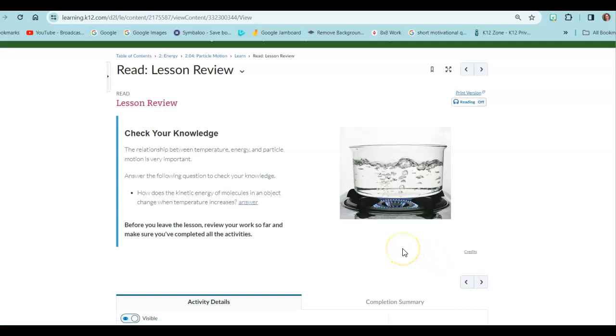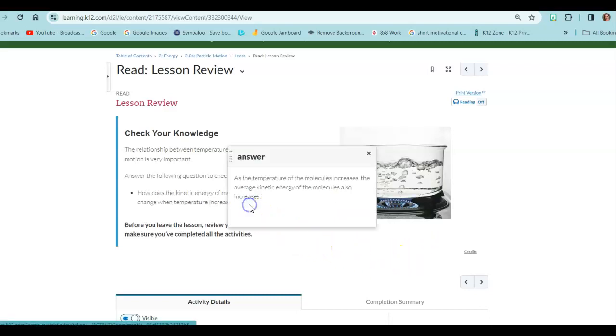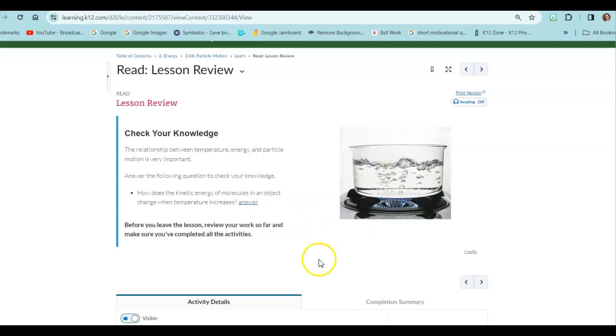The relationship between temperature, energy, and particle motion is very important. Answer the following questions to check your knowledge. How does the kinetic energy of molecules in an object change when the temperature increases? So the answer there is as the temperature of the molecules increases, the average kinetic energy of the molecules also increases. So that is the end of the lesson.